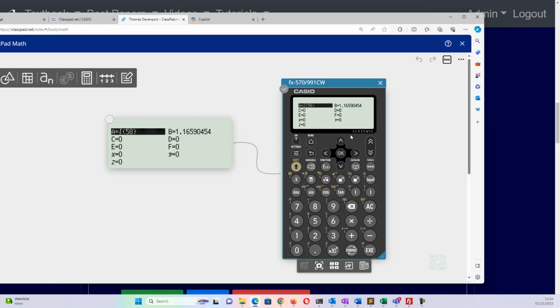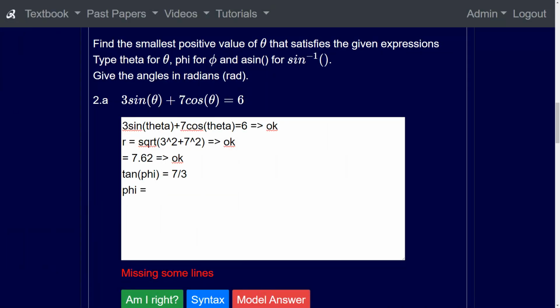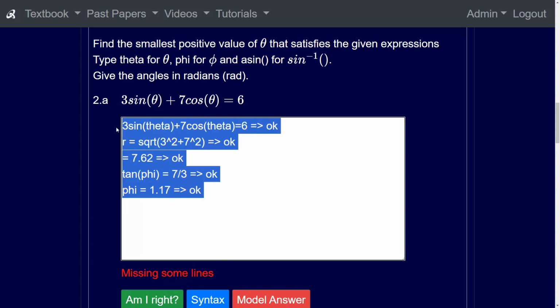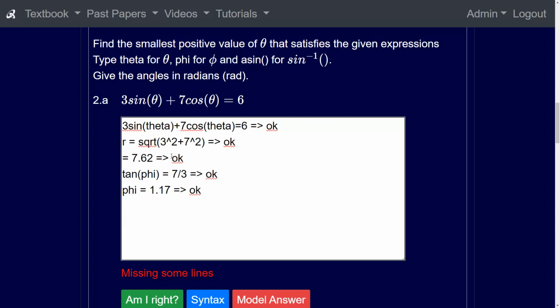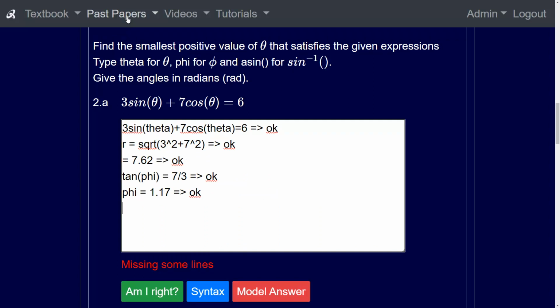Okay, so that's the value in variable b. There we go. So that's the value of phi, 1.17. Am I right? Yep. Let's remove those and find what we've got to do next. Okay, give the equation for the smallest positive value of theta. Alright, let's put those back in.